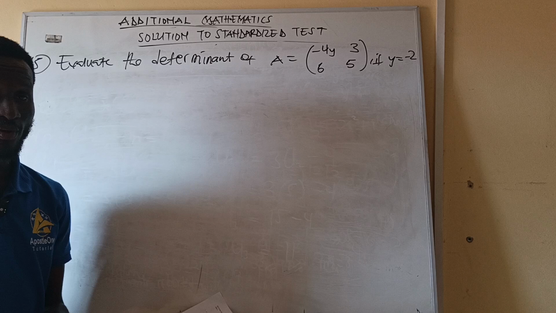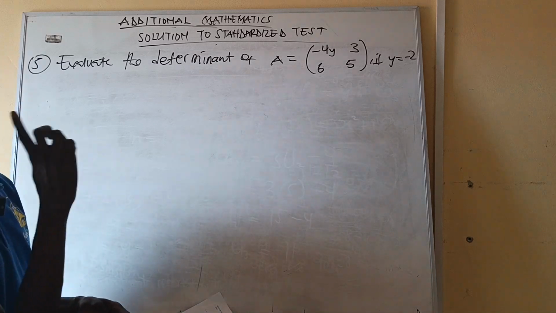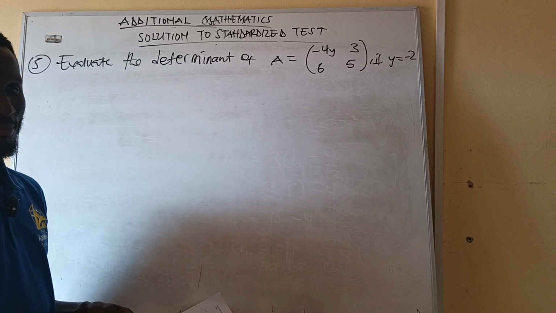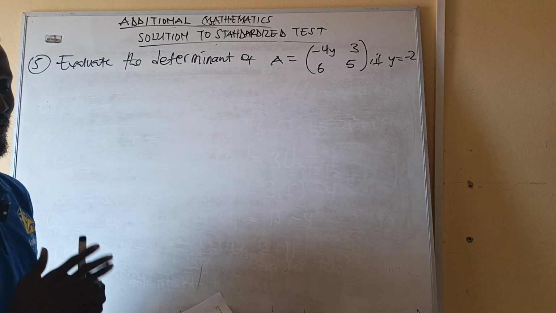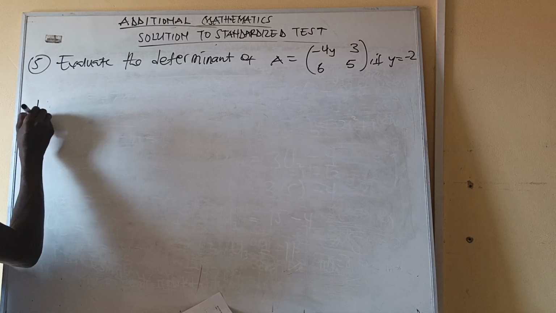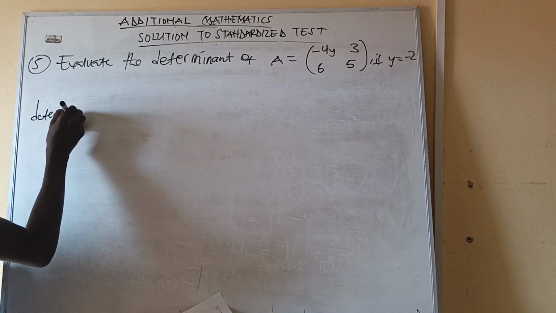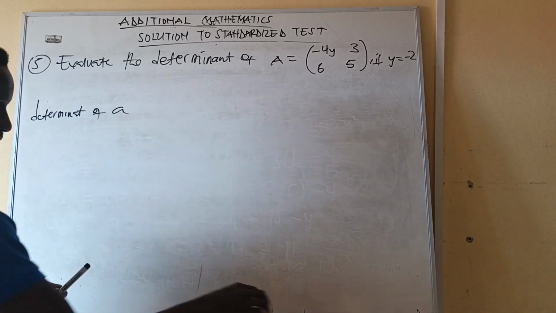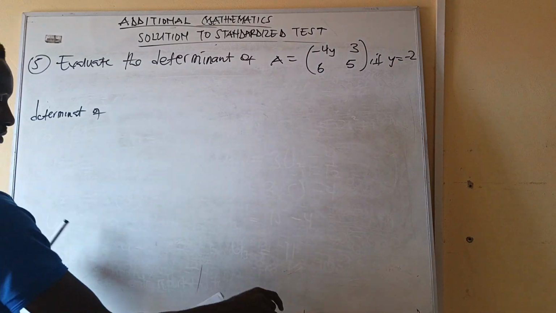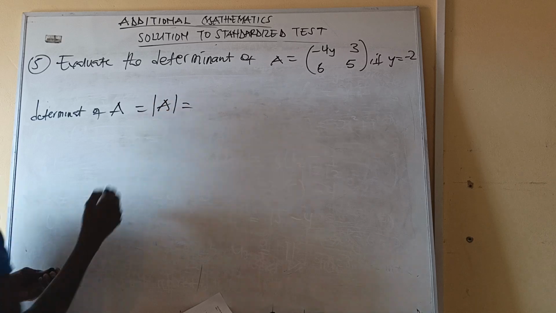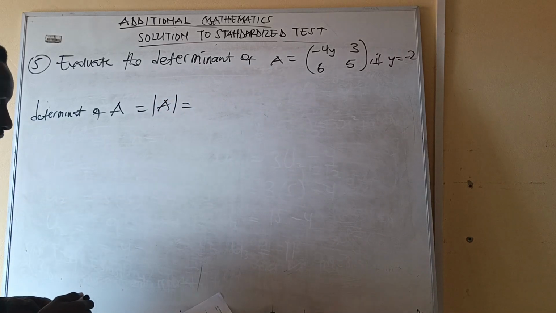Now, how do we solve determinant? Don't forget our two determinant videos on my YouTube. Go and check the matrix playlist. You're going to see matrix there. Then you go through. This is how you solve for determinant. Now, determinant of A, which is the same as this. How do we find determinant of A?